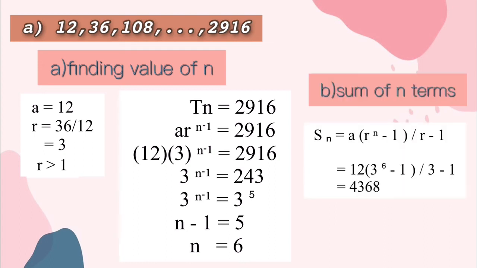Moving on to finding the sum of n terms. In this question, we will use the formula of Sn equals a in bracket r to the power of n minus 1 divided by r minus 1. Then we could simply substitute the values and we'll get the final answer of 4368.